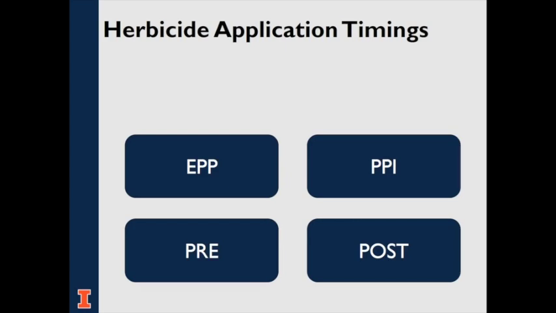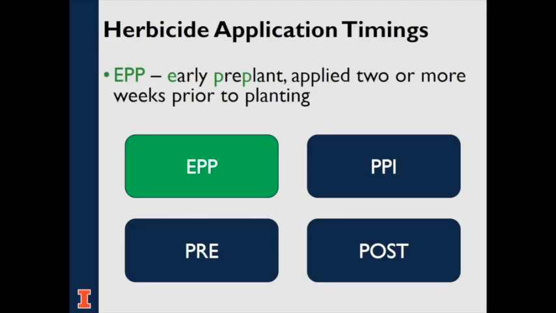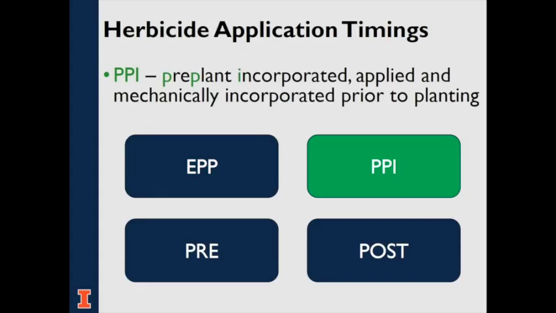Here's a brief review. EPP stands for early pre-plant. These can be applied several weeks before planting. PPI stands for pre-plant incorporated. These must be mechanically incorporated into the soil by tillage. These applications were once very common but have declined in recent years with the adoption of conservation tillage systems.